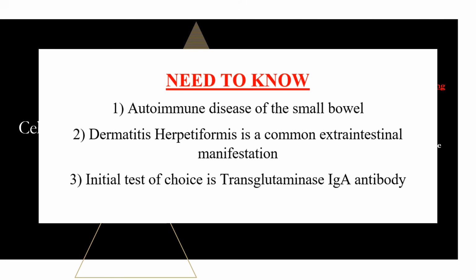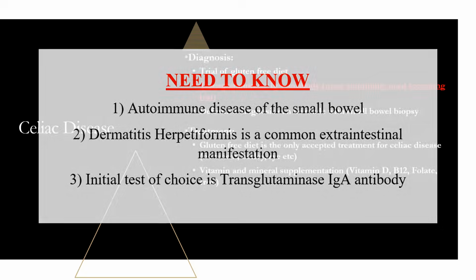And then the three things that you really need to know: celiac disease is an autoimmune disease of the small bowel, so autoimmune, remember that. Number two is the most important: dermatitis herpetiformis is a common extraintestinal manifestation, and you're most likely going to be asked that. And then, of course, the initial test of choice, and often the only test that you'll see on your exam question, is going to be transglutaminase IgA antibody. So really remember that. Number two is your most important. Don't forget that. And then remember the test too.